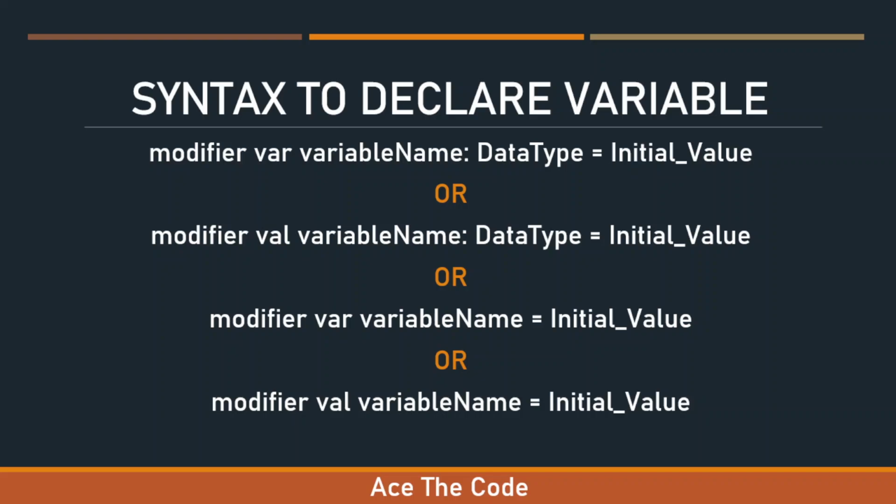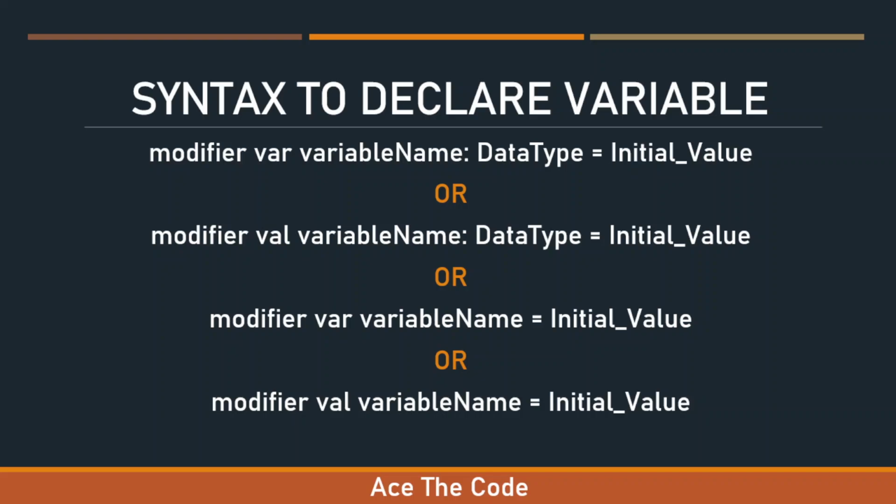The syntax to declare a variable is: first we have to define a modifier. The modifier can be an access modifier like private, public, protected, internal, or it can be lateinit as well. We are going to discuss these in detail. Modifiers are optional. Modifiers are not required all the time. After the modifier, we can use the word var or val. There is a difference between var and val, and we are going to discuss in depth what the difference is between var and val type of declaration.